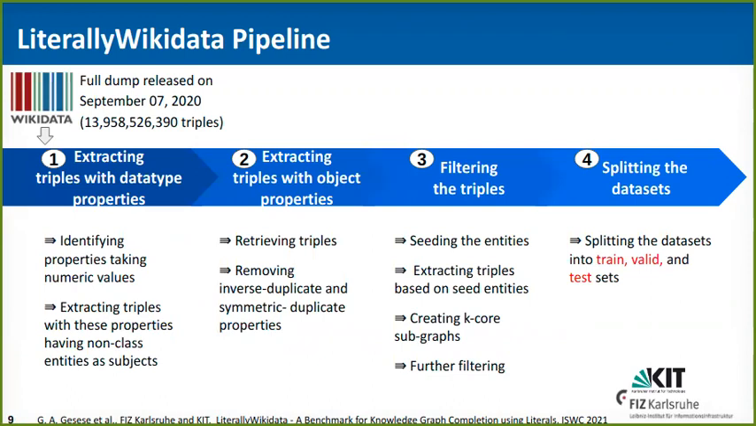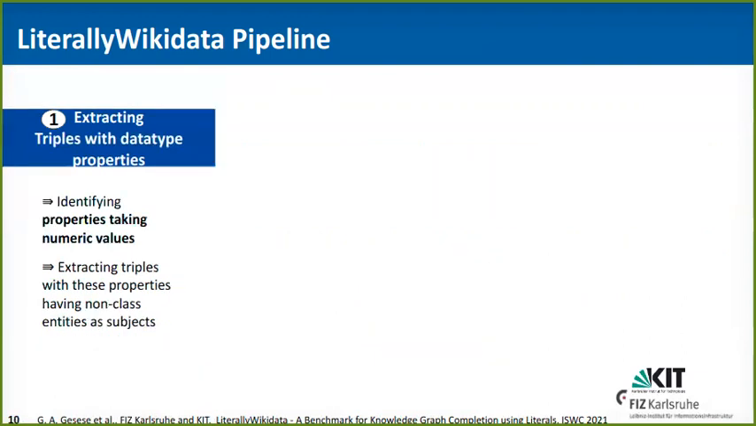Our pipeline has four main steps. First, triples with data type properties, which we refer to as attributive triples, are extracted. Then, given the entities in step one as an input, triples with object properties are extracted in step two. In the third step, the triples are filtered to create more sound datasets in terms of size and quality. Finally, in the fourth step, each of the created datasets are split into train, validation, and test sets. Now we go through each of the steps in detail.